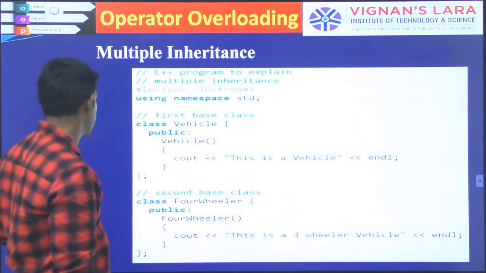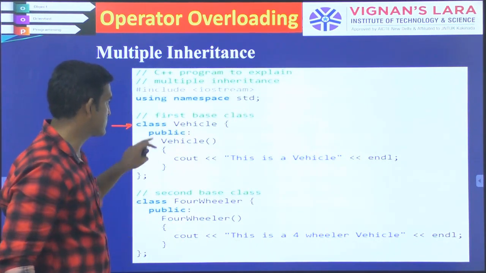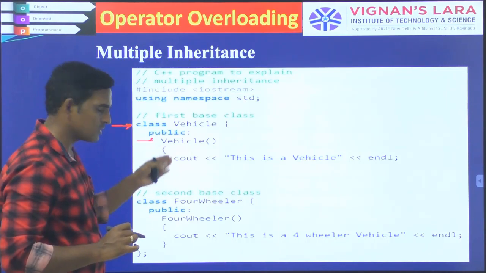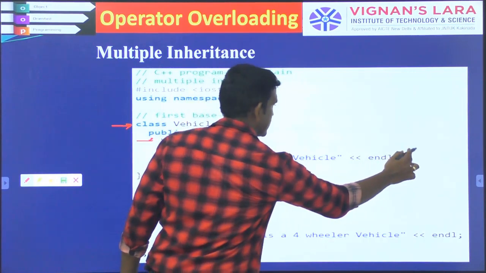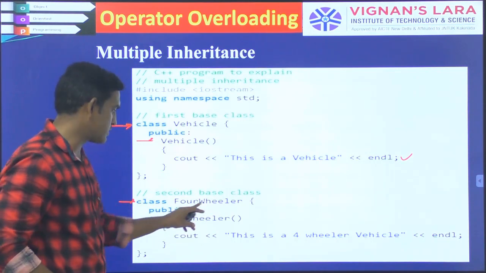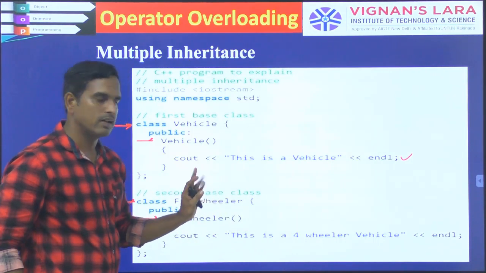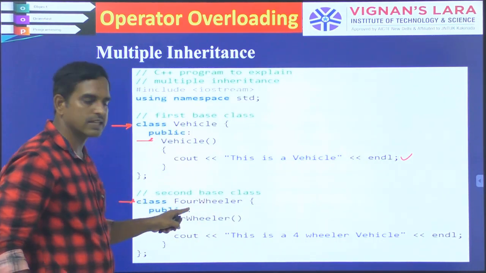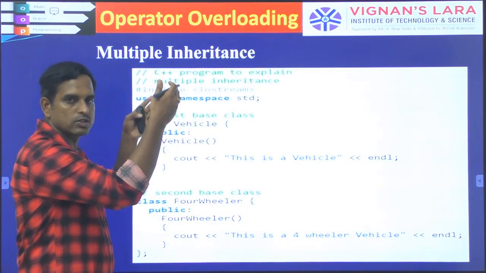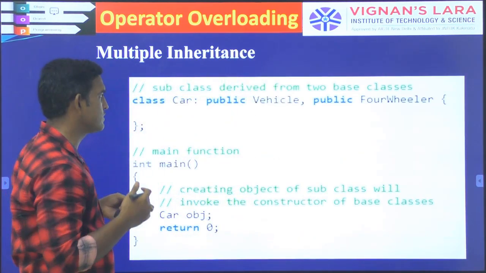An example of multiple inheritance: you have a base class, class vehicle. Inside the base class you have one constructor, which prints this is a vehicle. This is one base class, and the second base class is the 4-wheeler, class 4-wheeler. The 4-wheeler class has one constructor, which prints this is a 4-wheeler vehicle. So you have 2 base classes, vehicle and 4-wheeler. You are going to use these 2 classes and derive the third class from them.